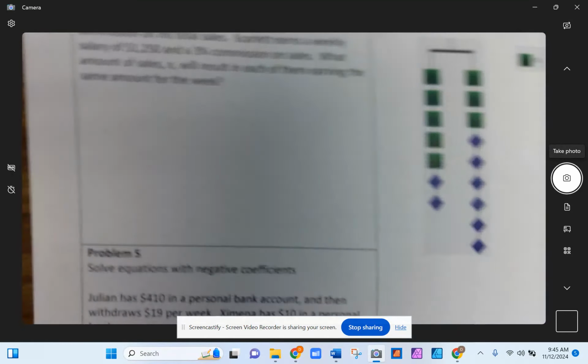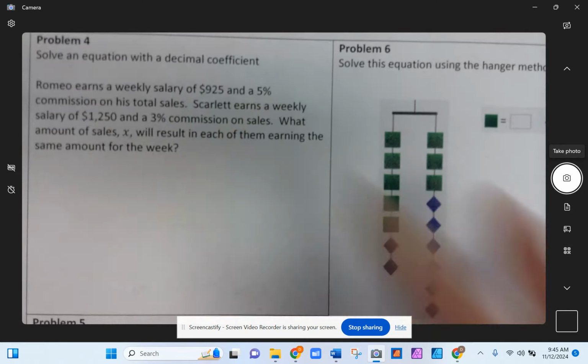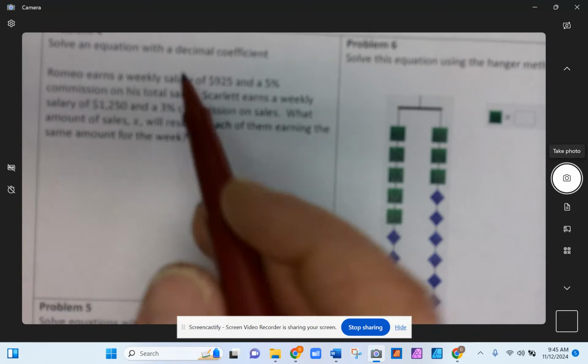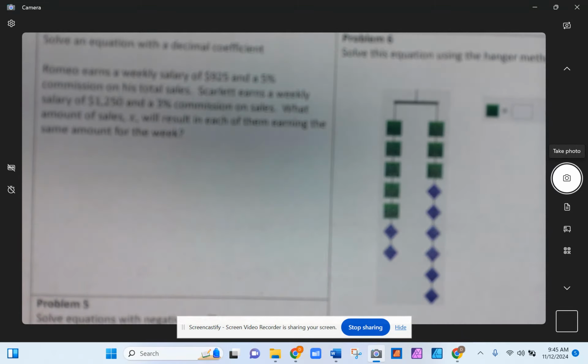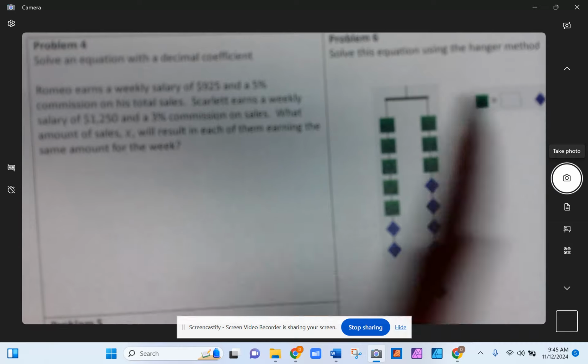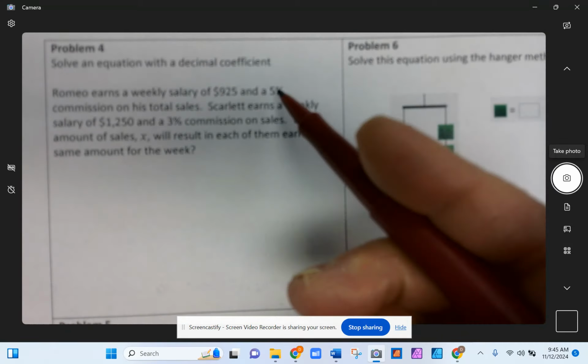Okay. So we're talking about decimal coefficients here. It's like it's Romeo and Scarlet. Solve an equation with decimal coefficients. Romeo earns a weekly salary of $9.25 and a 5% commission on his total sales. So basically, if he sells $100, then he makes $5 on that commission.